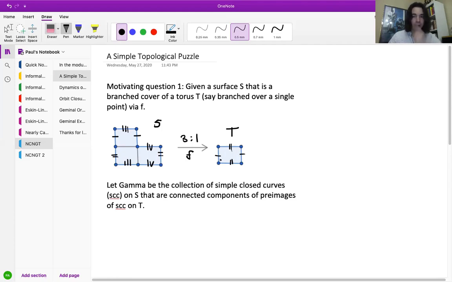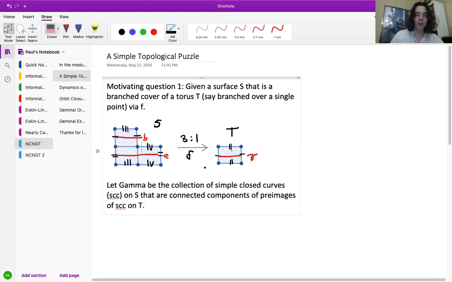And so gamma is the collection of simple closed curves, which are connected components of the preimages of simple closed curves on T. So for instance, if this is a simple closed curve, call it maybe gamma, then I look at its preimages. So I have this one, A, and I have this one here, which is B. I take their connected components and I throw all of those curves into this set gamma. So in this case, A and B would both be elements of gamma.